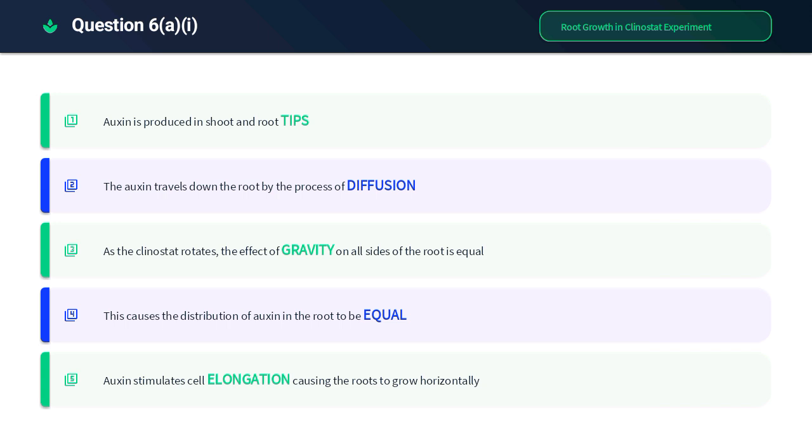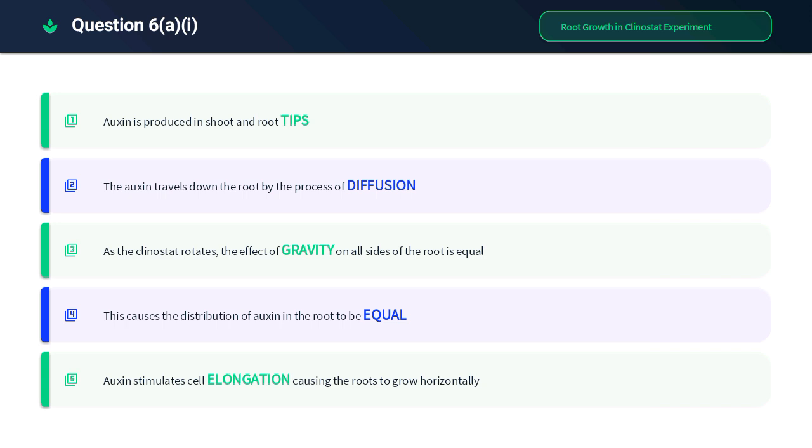Second, the auxin travels down the root by the process of diffusion. It moves from cell to cell. Third, as the clinostat rotates, the effect of gravity on all sides of the root is equal. The clinostat rotates continuously, so no one side experiences more gravity than another. Fourth, this causes the distribution of auxin in the root to be equal. Because gravity affects all sides equally, auxin distributes evenly.